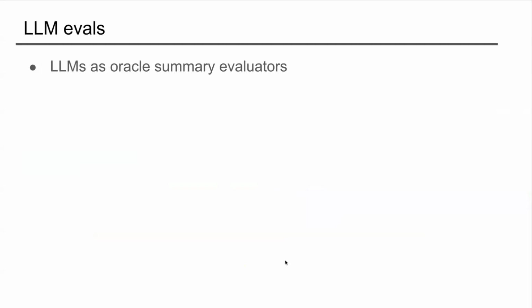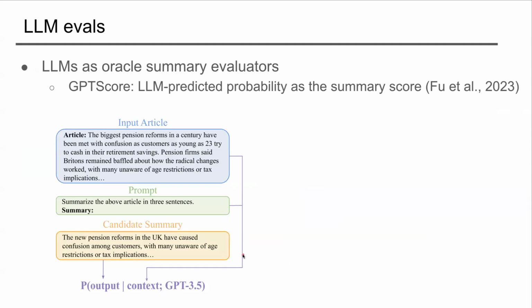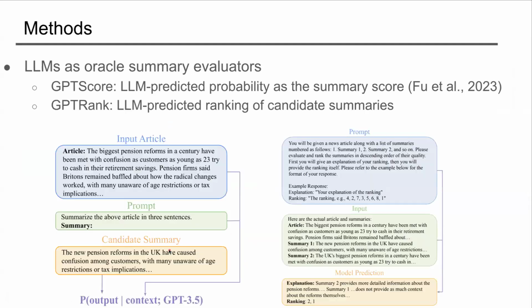So first, people have looked at this LLM-based evaluation. There are methods like GPTScore that, given a prompt and an output, produce a score or the probability of this summary. And the higher probability means that summary is probably better. And for the pairwise setting, there's GPTRank, which basically ranks the summaries and says which one is better.